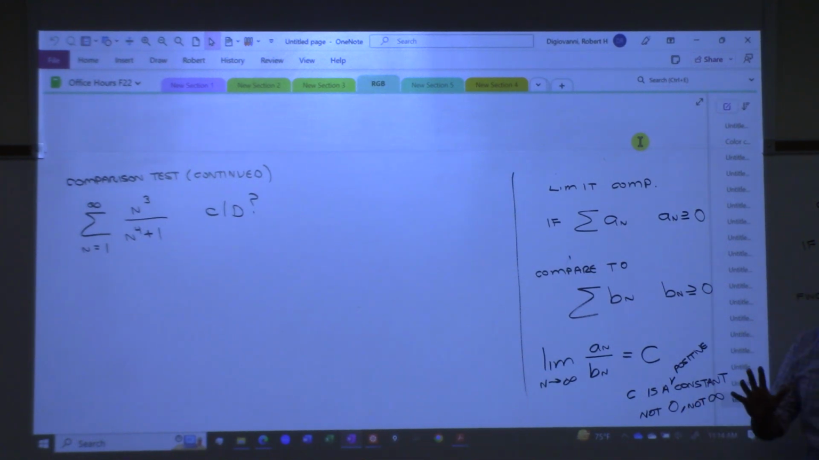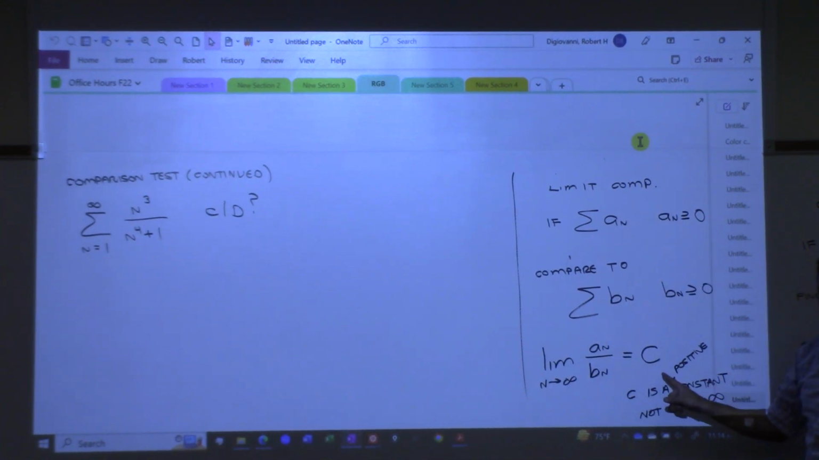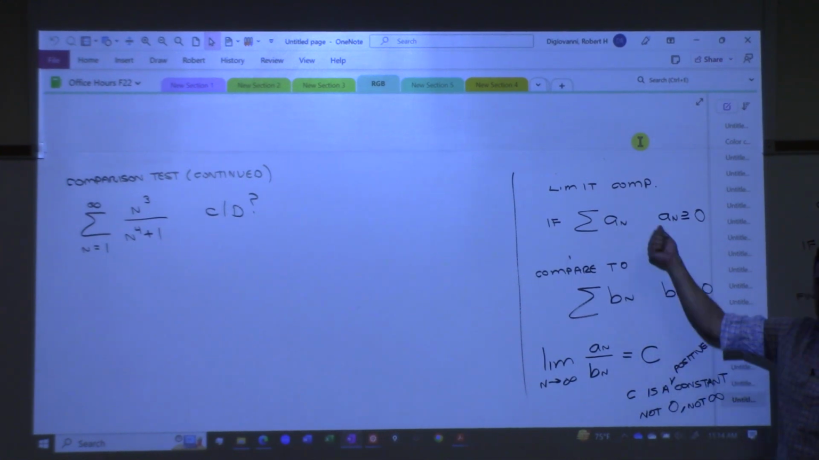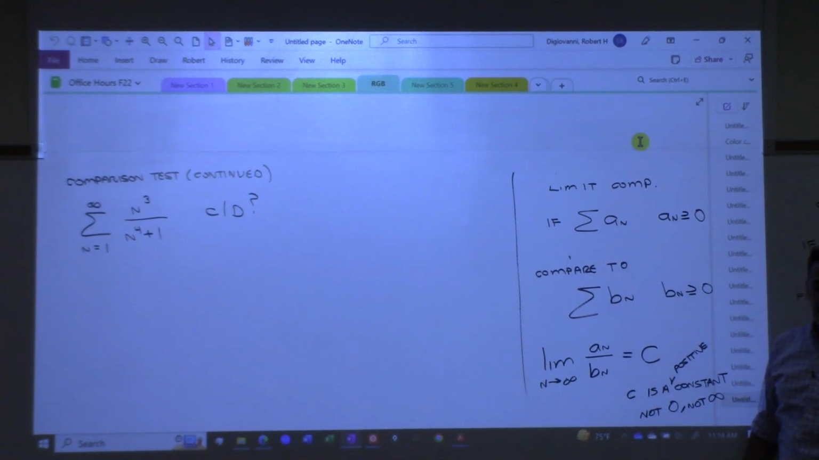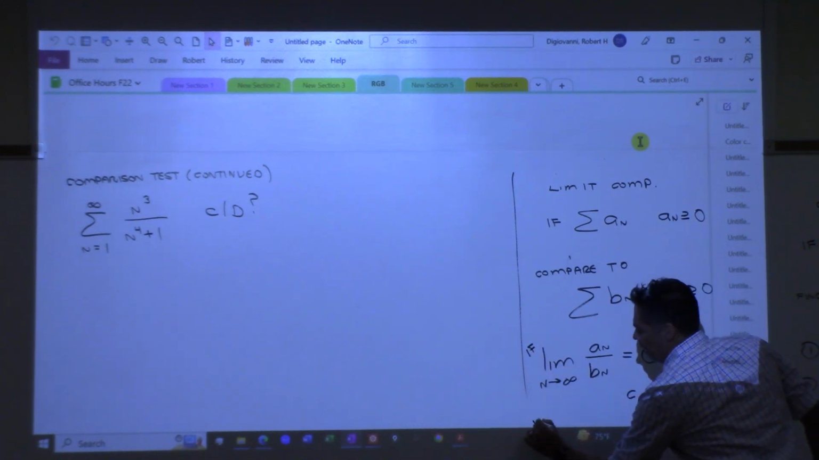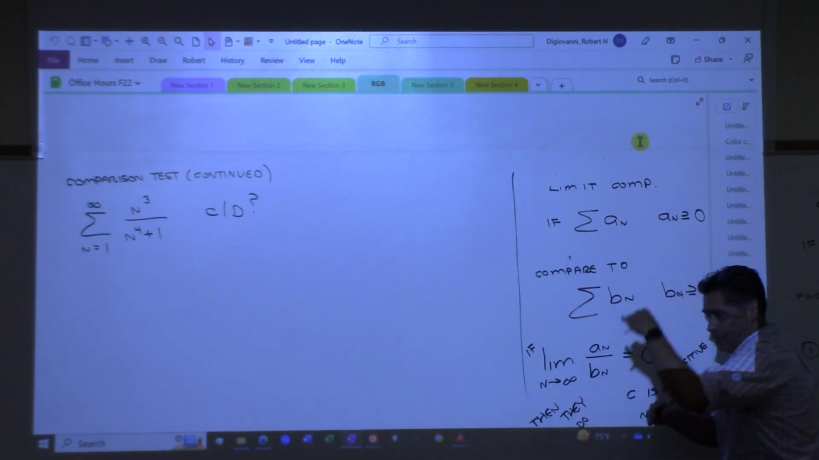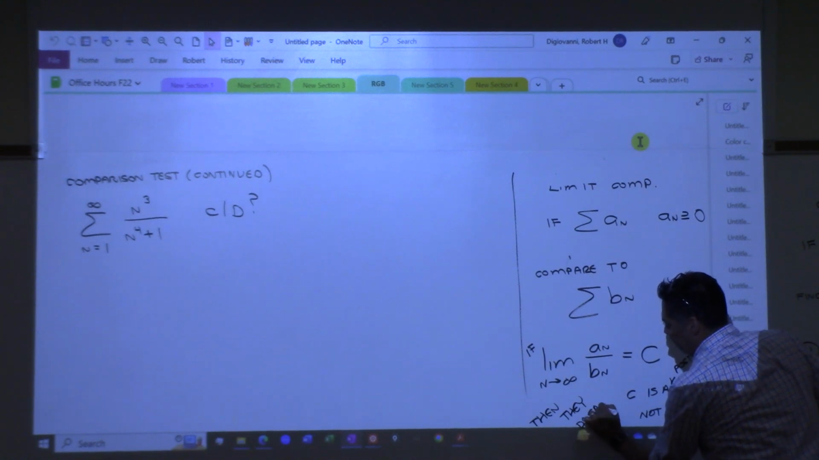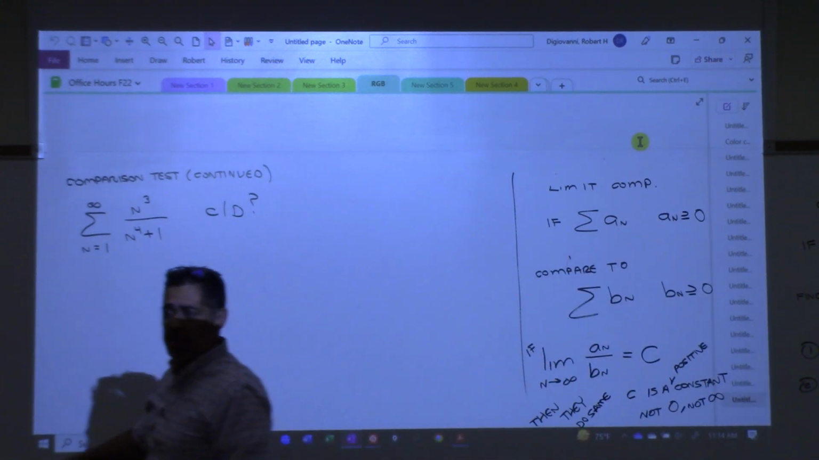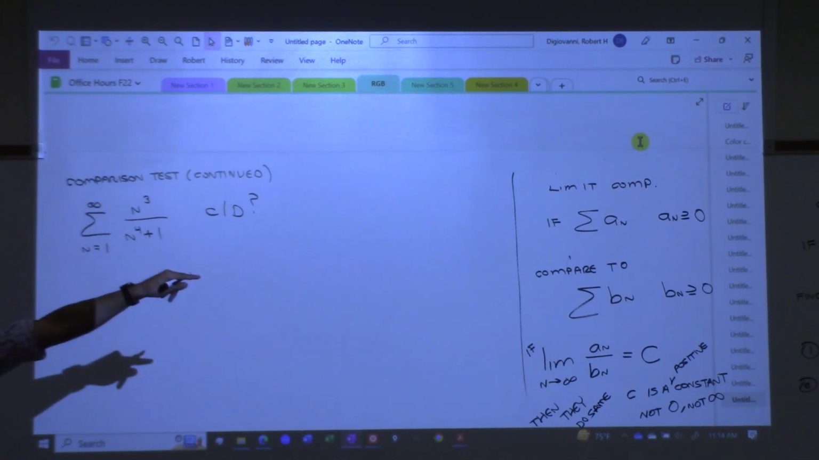All right, so what happens if you do this, you have your original series, you compare it to something, and if you get a positive constant, then whatever this does, that does. So if this diverged, that diverged. If this converged, that converged. So if this is true, then they do the same thing. This is all in your cheat sheet, right? They do the same exact thing. Let's do the same 3 problems we just did, using the limit comparison version instead of the original comparison.